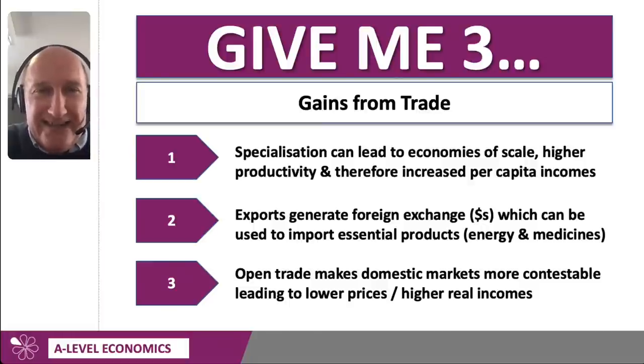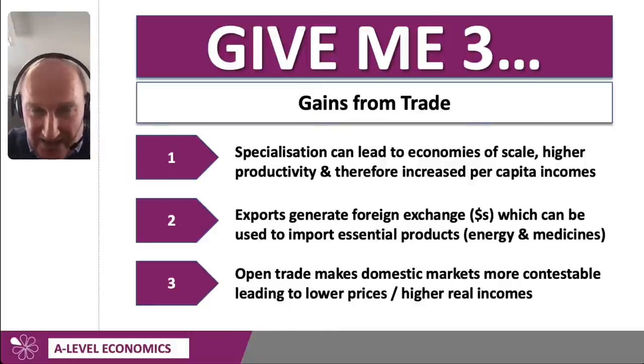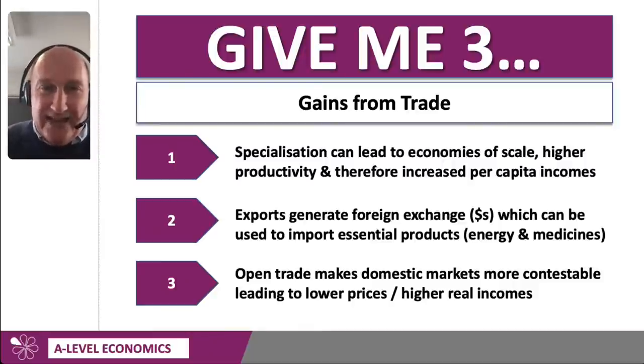And here's my theory, that little introduction. So some of the gains from trade, I'm trying to put in here some key terms. One of the differences about a great answer on Monday as opposed to a good answer is just the use of key terms. So point one, specialization can lead to economies of scale, higher productivity, and therefore increased per capita incomes. So in that one sentence, you've got economies of scale, you've got efficiency and per capita incomes. And that's a really quite a powerful point.